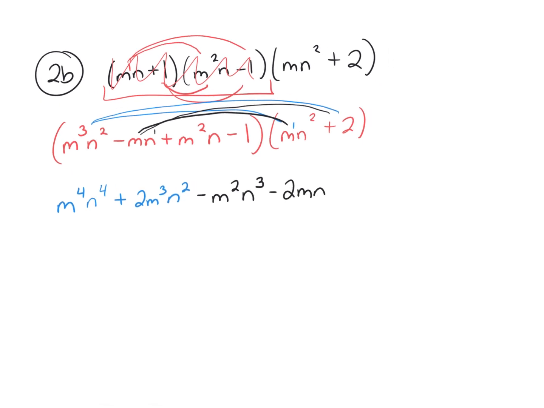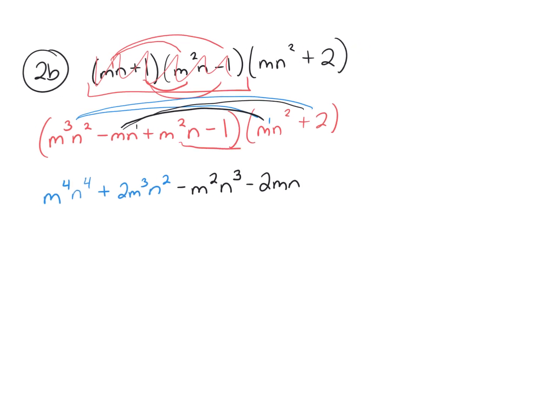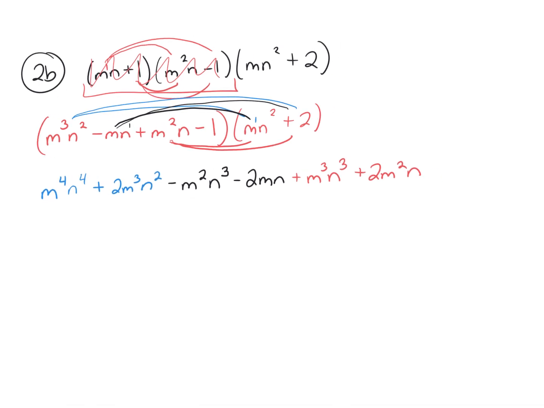What do I do next? Do the other one. Do the next one. M squared n times mn squared. How many m's? 3. How many n's? 3. M squared n times 2 is 2m squared n. And then what's left? Negative 1 times mn squared. Negative 1mn squared. Yep. And then negative 1 times 2.